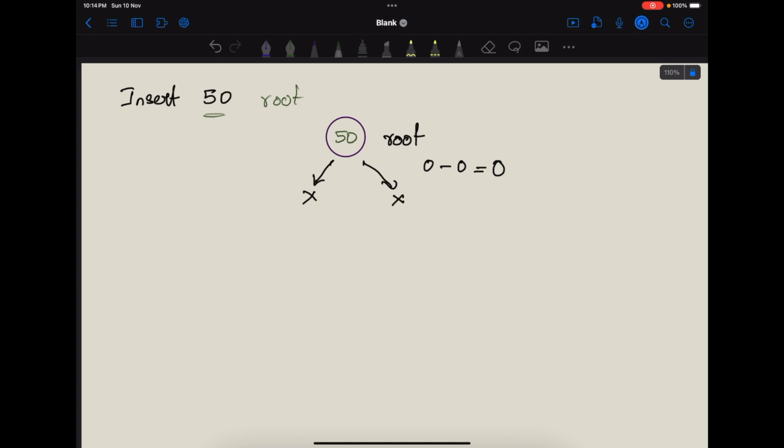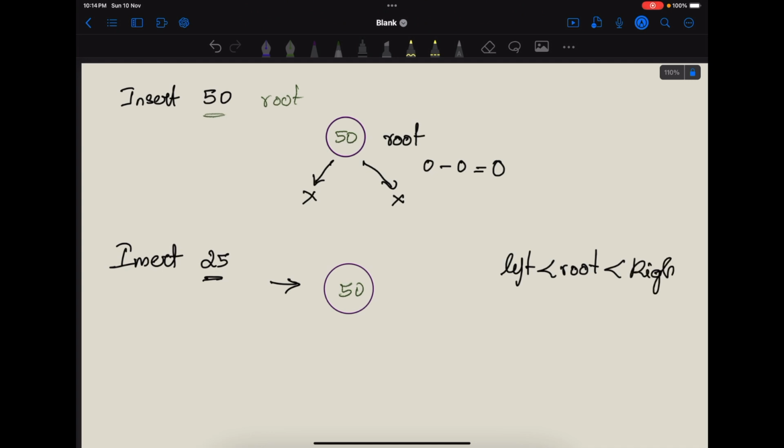The next value to insert is 25. Whenever we have a value, we have to check it against the root value. According to the binary search tree, the left value should be lesser than the root value and the right-side value should be greater than the root value. This is the rule for a binary search tree, and the AVL tree works on the basis of the binary search tree. So we compare 25 with the root value 50. Is 25 lesser than 50? The condition is true.